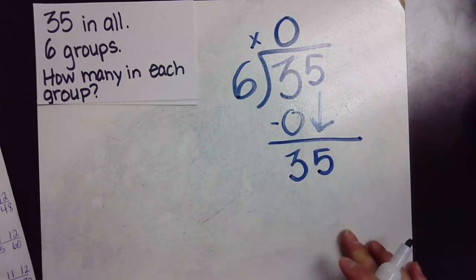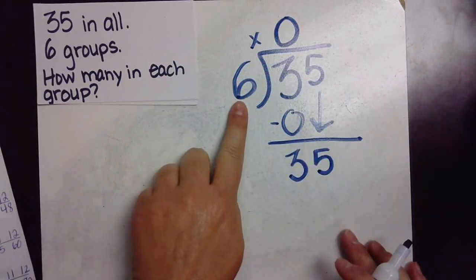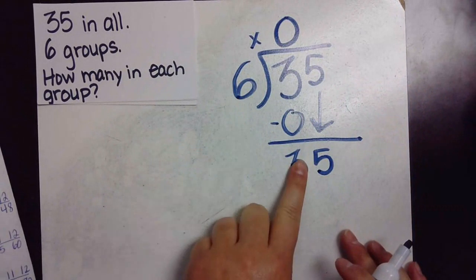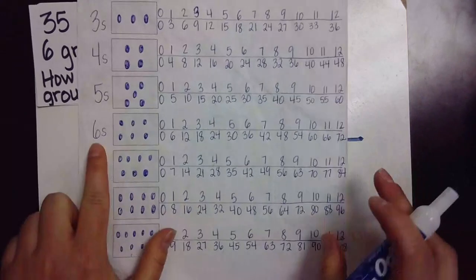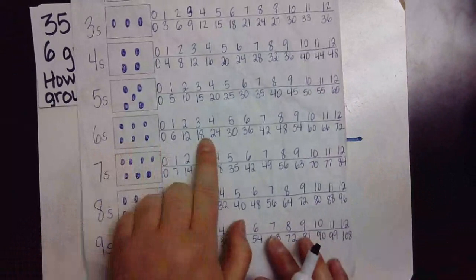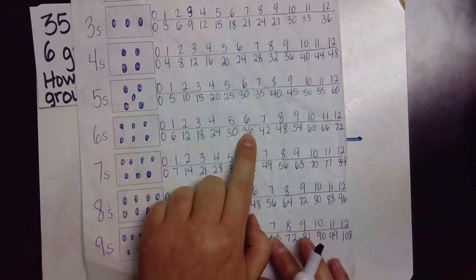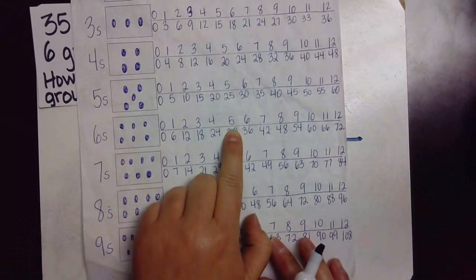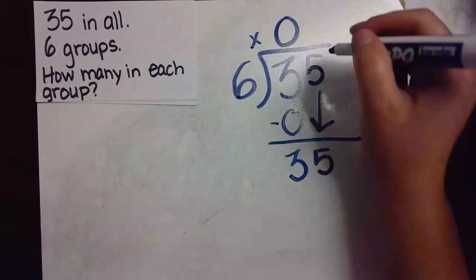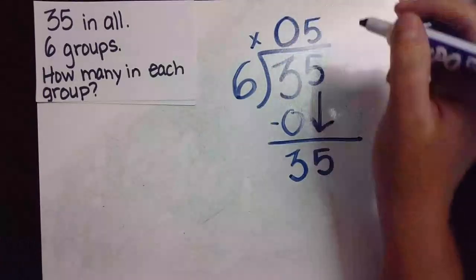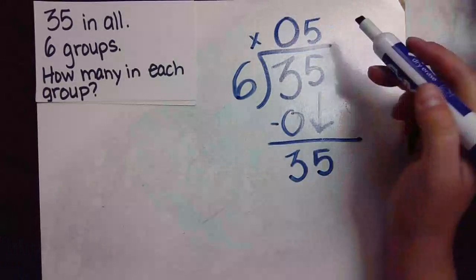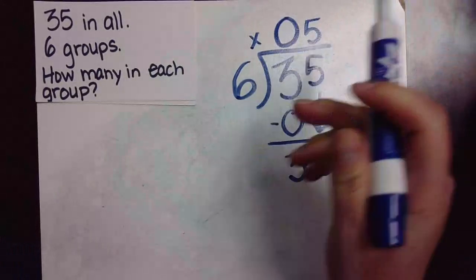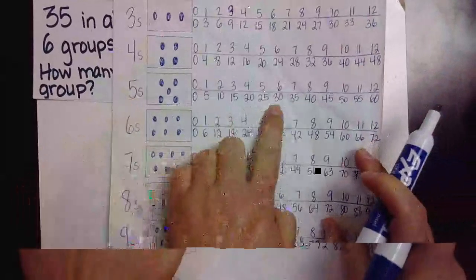So now I divide. How many times, I ask myself, does 6 go into 35? So here's my 6's. How many times does it go into 35? Well, 36 is a little bit too much, so I need to go backwards 1. What's on top? 5. So since 5 is on top here, 5 goes on top here. So now divide, multiply. I just wrote my 5. So 5 times 6. 5 times 6 is 30.